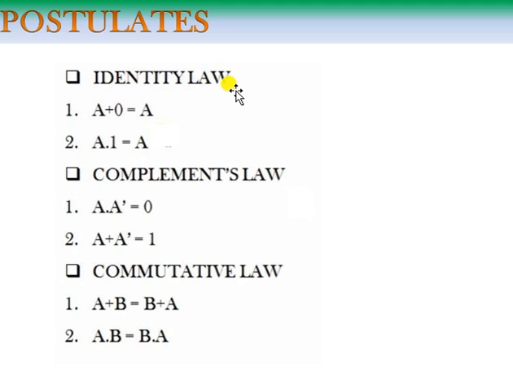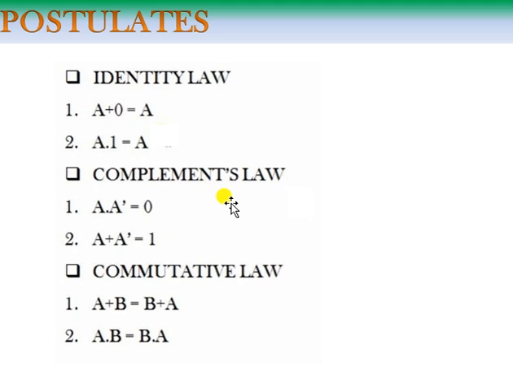First, identity law. Identity law states that a plus 0 equal to a. A is a variable, it may be 0 or 1. If a is 0, then 0 plus 0 equal to 0. If a is 1, 1 plus 0 equal to 1. Means if a equal to 1, here also it is 1. Here a dot 1 equal to a. If a is 0, then 0 dot 1 equal to 0. If a is 1, 1 dot 1 equal to 1.